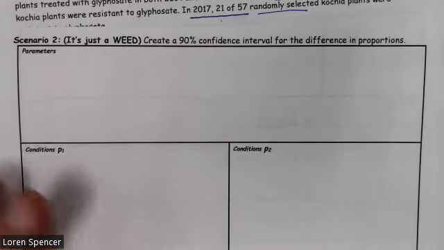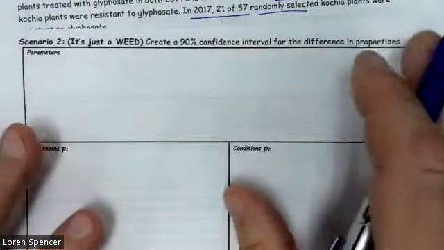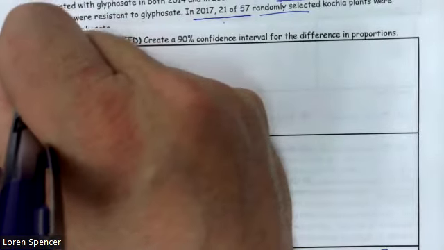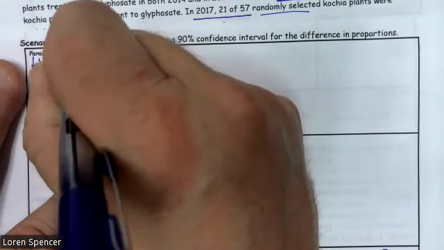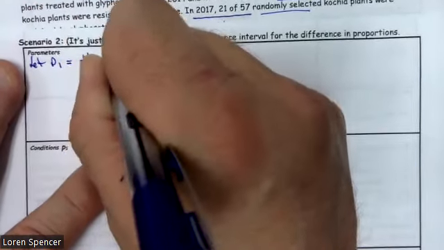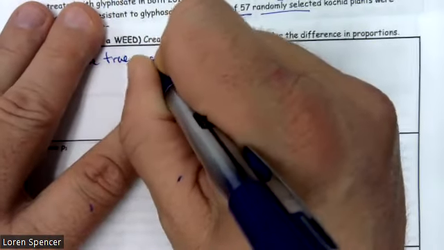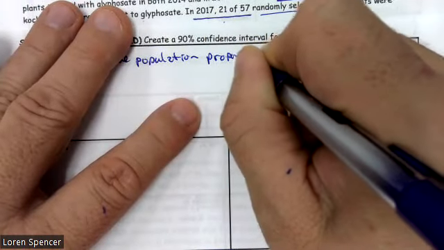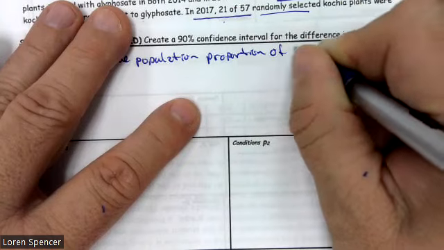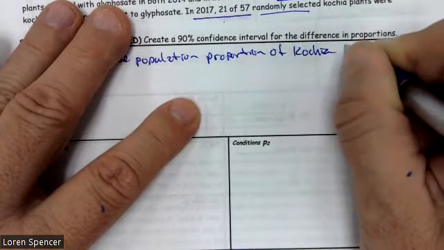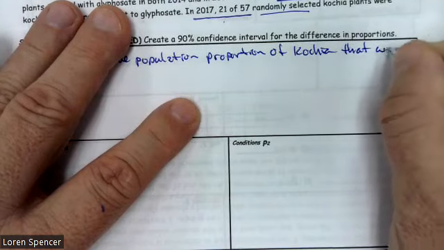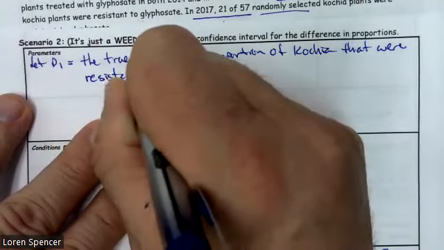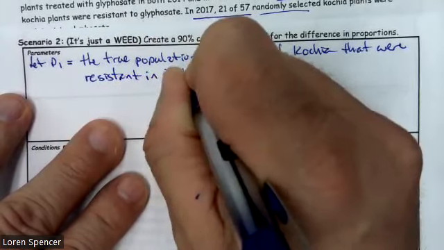All right, so we're running an entire test, which means we need to define our parameters. And we have two groups. So let p1 equal the true population proportion of kochia that were resistant in 2014.